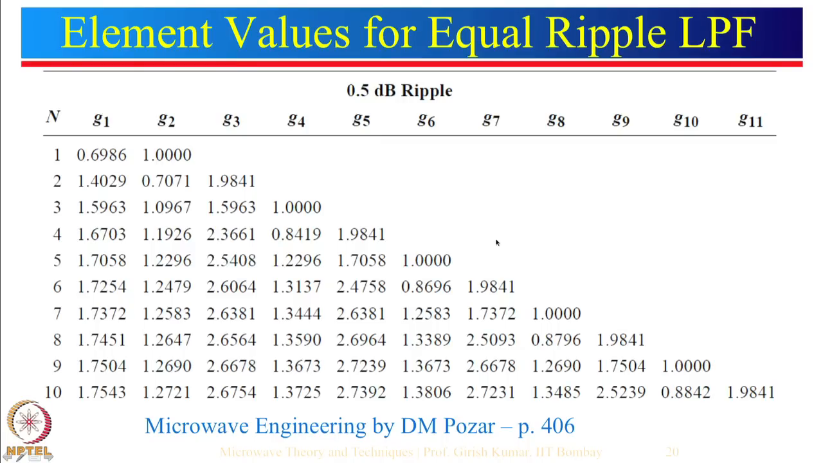I also want to mention that there is a book by Mathai, Young and Jones, which has given many of these tables for different values of ripple. Either you can use that book to find out the g parameters, or you can use the formulas given in the previous slides to find the g parameters.